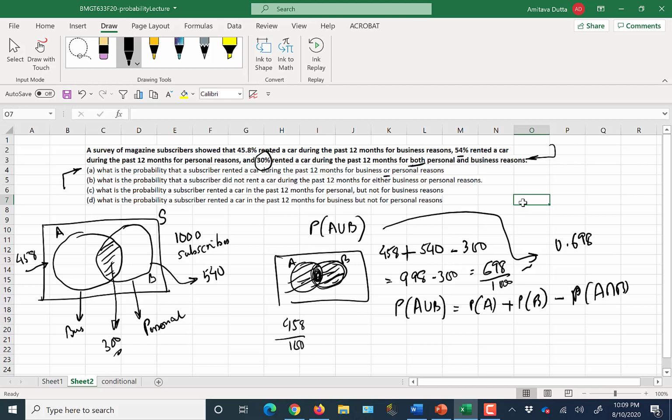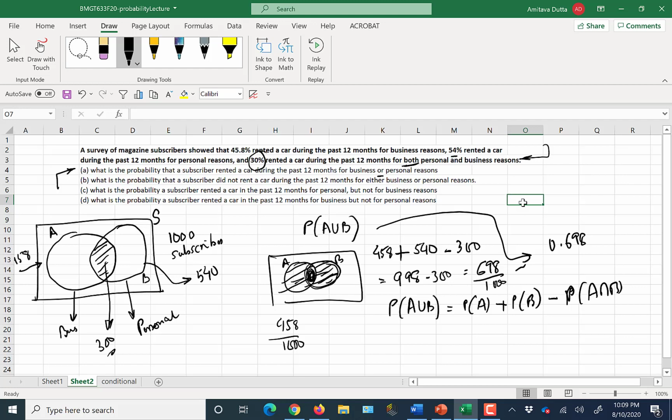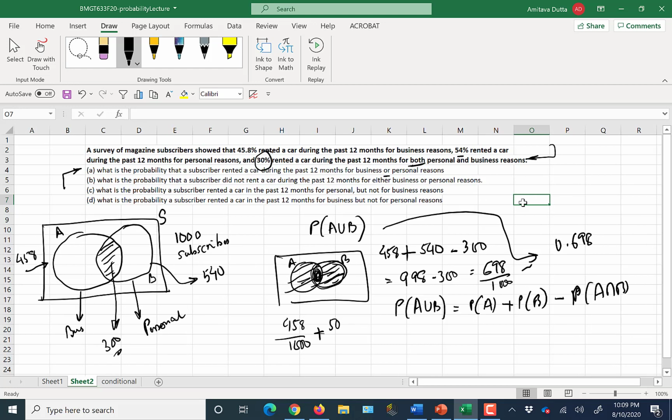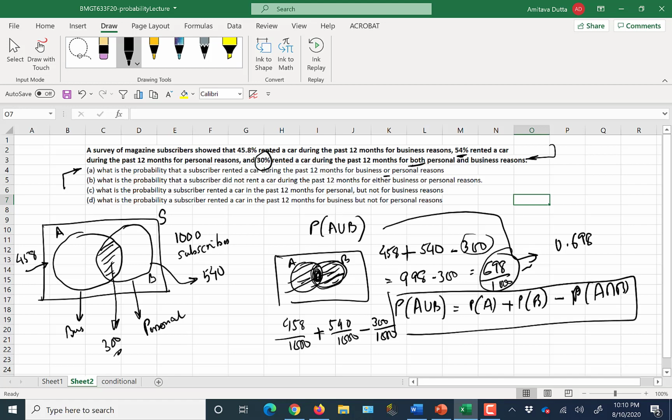458 divided by 1000. That is the probability of a customer renting a car for business reasons, and plus 540 divided by 1000. This is the probability of somebody renting a car purely for personal reasons, minus the intersection of the two. That's 300. Rented a car for both personal and business reasons. So minus 300 divided by 1000, and that will give you this particular number. Okay, so this is the general formula that I derived for you. The probability of the union of two events is the sum of the two probabilities minus the probability of the intersection.